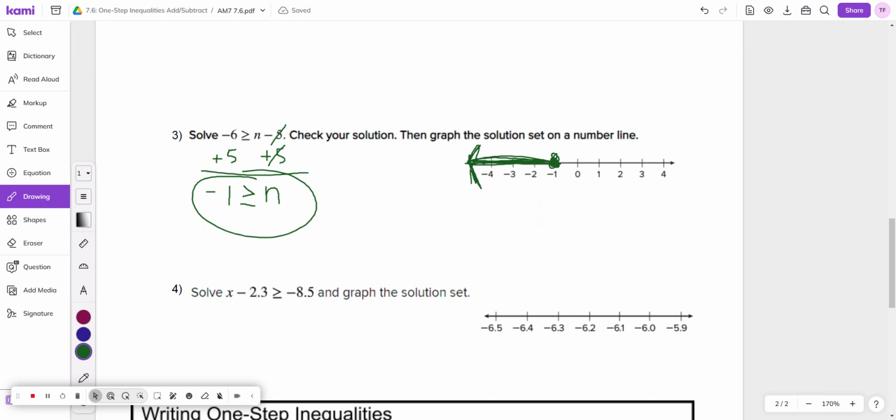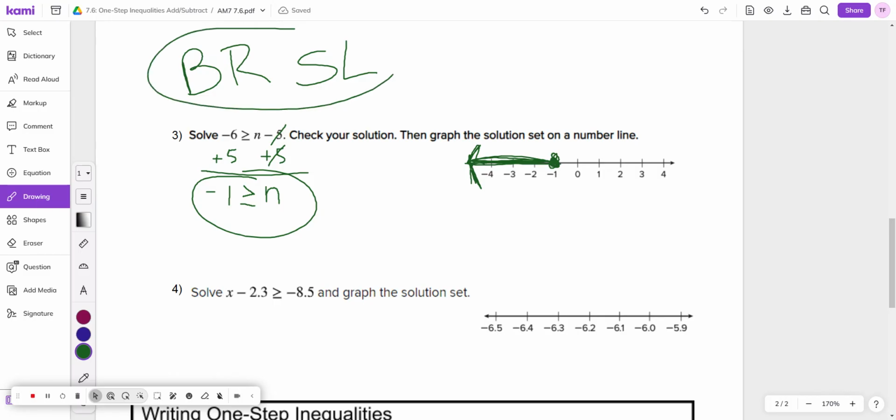If it's opening towards the number, then the variable's smaller. We're going to shade to the left. If the variable is bigger, we're going to shade to the right. I tend to think of this as bristle, BRSL, bigger right, smaller left. You're welcome to use it if that works for you. If it doesn't, you can come up with another way that works good for you.